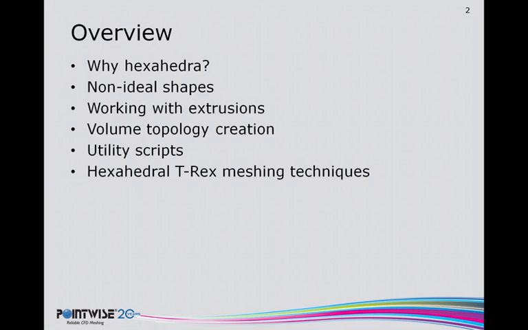And then lastly, we'll touch briefly on hexahedral T-Rex meshing techniques. T-Rex is an unstructured, viscous meshing algorithm that produces boundary layer cells near your surfaces. And in 17.2, we've actually introduced the ability to recombine these into hexahedral cells. So you're able to get the benefits of hexahedral cells in your boundary layer while not having to deal with the complex volume topology required for multi-block structured grids.